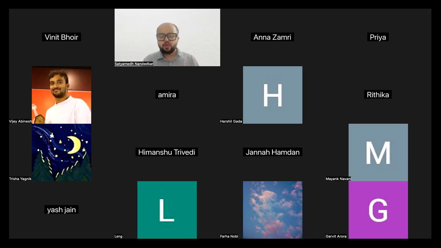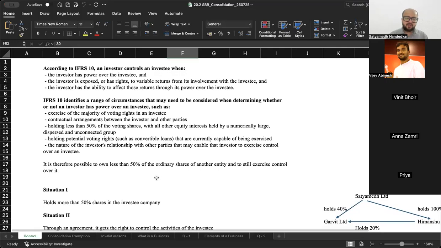Right now, what I am going to do is touch upon only those aspects which are tested in your SBR paper. It will not be end to end; it will only be focused on the requirements in the SBR paper, which is why one of the first points that we need to revise is, how do you define control, or what exactly is control?